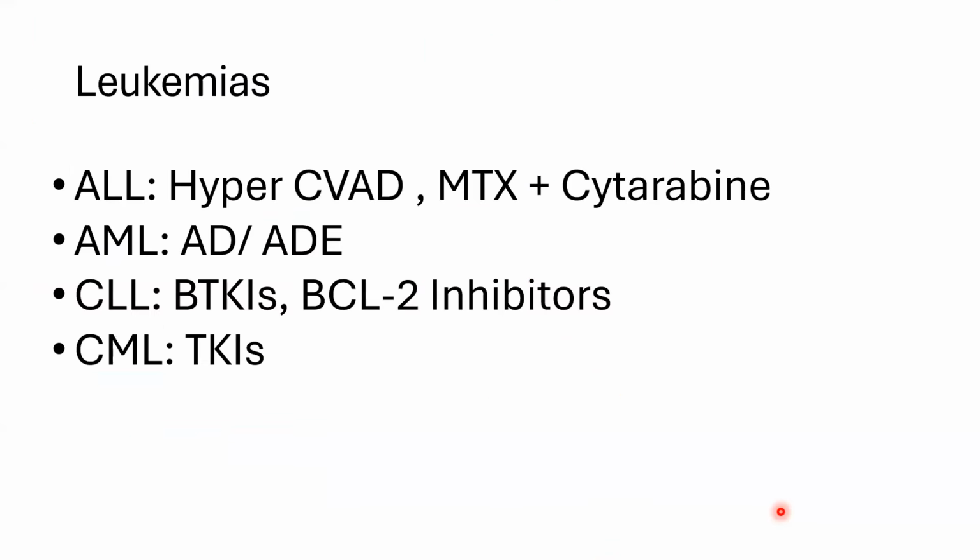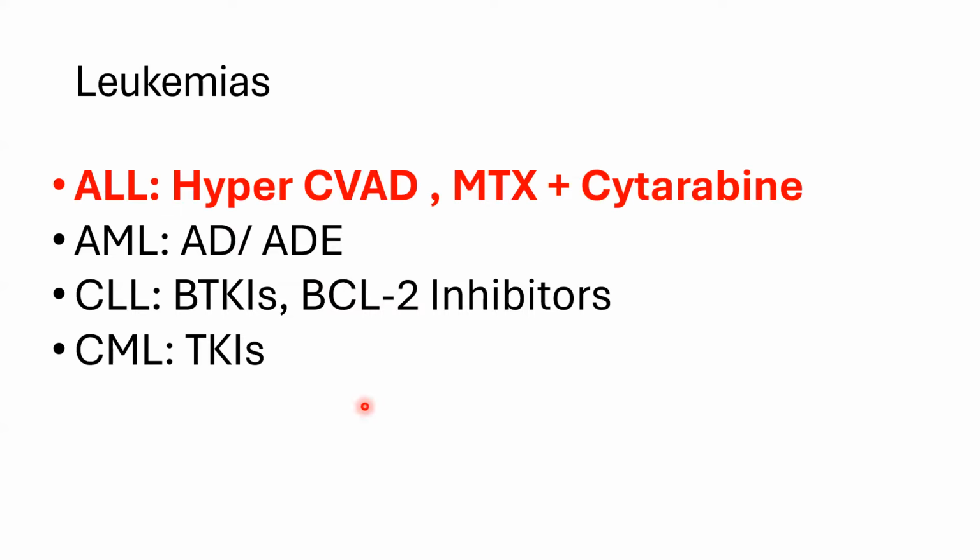Okay, so let's continue. Now, chemotherapy. For the leukemias, we have 4 types: ALL, AML, CLL, and CML. This is a summary of basically the regimens that we use for each. Let's start with the first one.